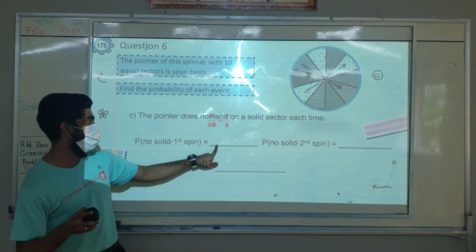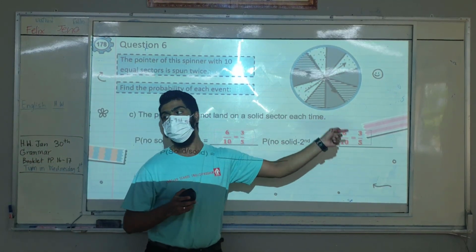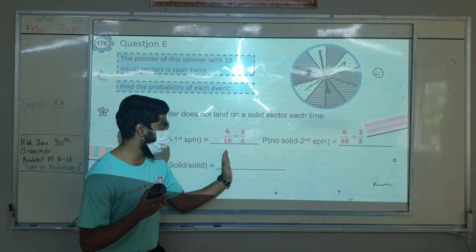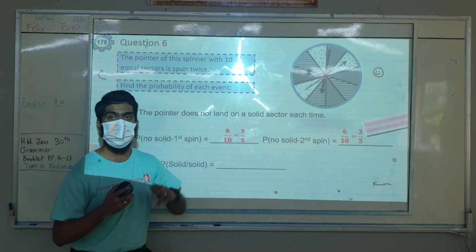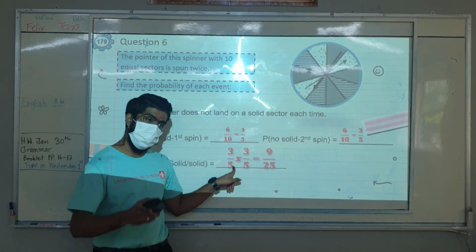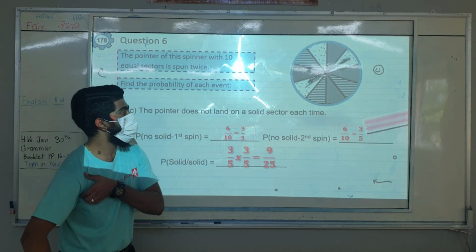So the first spin is 3 over 5. The second spin will also be 3 over 5. Now what is the probability of not solid and not solid? What do we have? 9 over 25. 3 over 5 times 3 over 5, which is 9 over 25. Mean and, good, understand? Good?